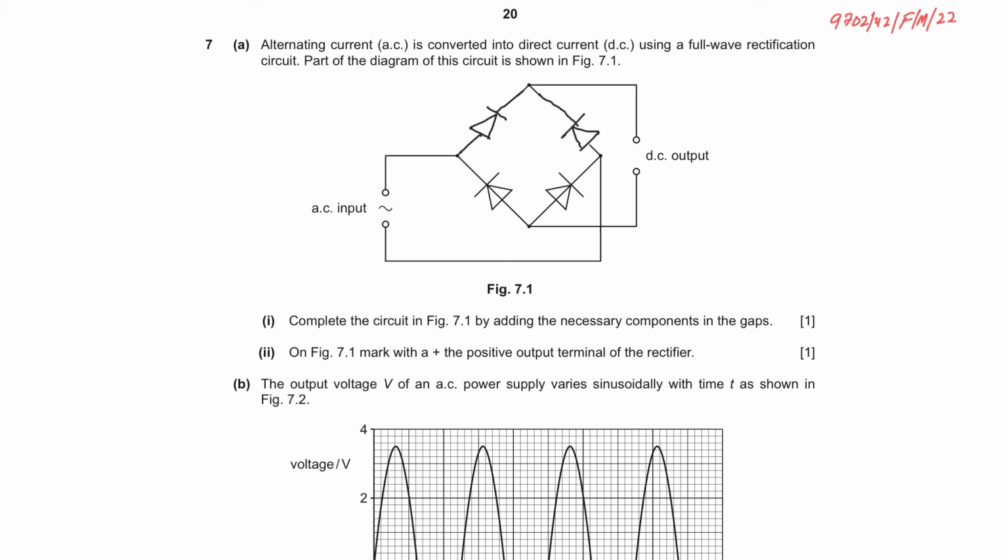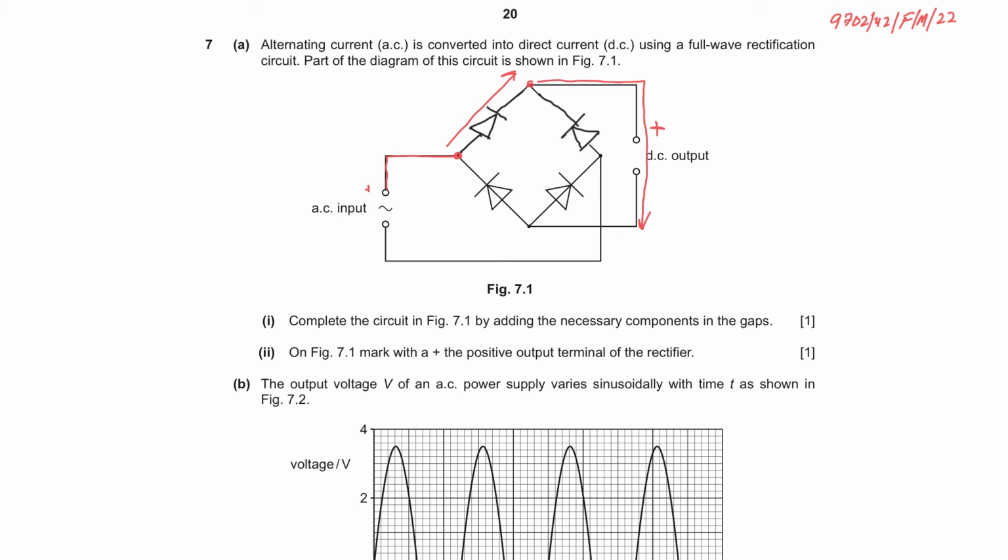Part 2 says on figure 7.1 mark with a plus the positive output terminal of the rectifier. Now let's see. So if this here is the positive terminal, at some point in time current flows from this point up till this junction. It goes through the top diode. At this point it can't go downwards, so it takes this path and down to the DC output. So the top part of the DC output is positive.